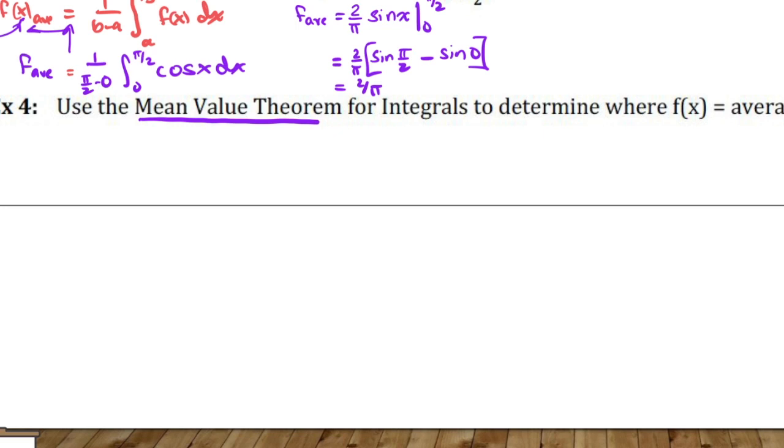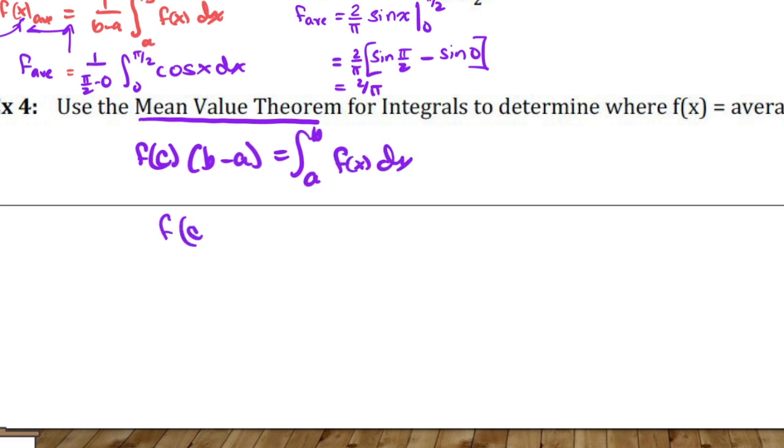Well, the average value, so we have f of c, that's what we're looking for, times b minus a is equal to the integral from a to b of f of x dx. We know that f at c has to be equal to the average value that we found in the previous problem, which is 2 over pi.